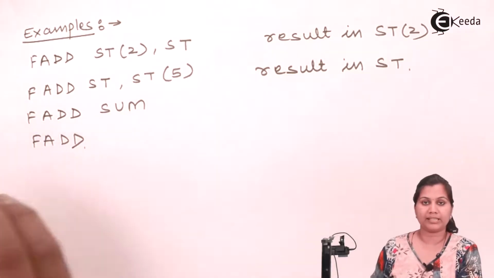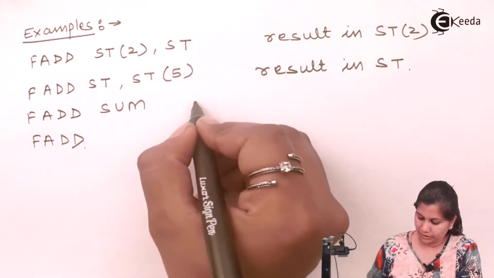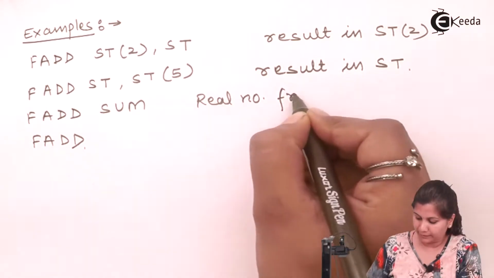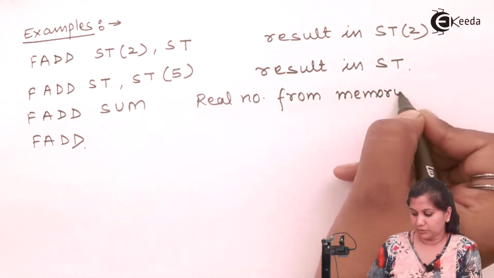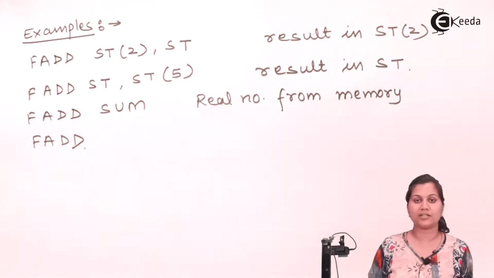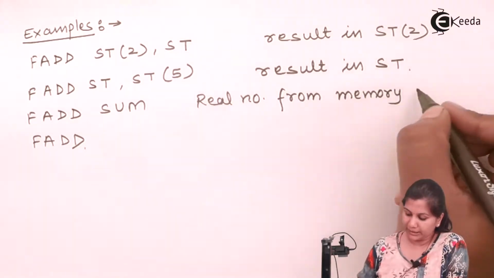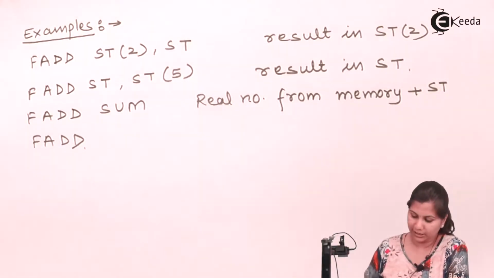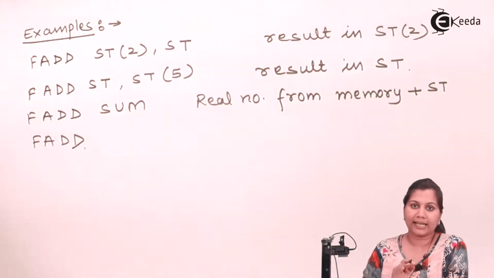FADD sum means it is representing a memory location. So the real number from memory, because here only the source is specified, destination is not specified. So the real number from the memory is added with the stack element, that is the top of the stack, and the result is stored in the top of the stack ST.